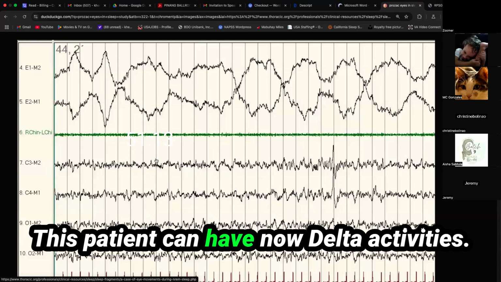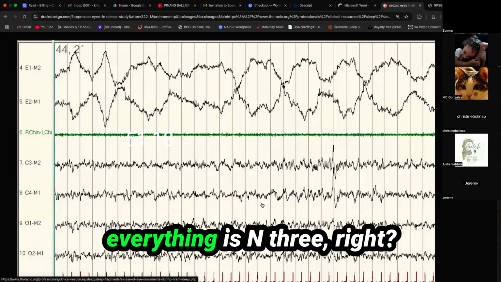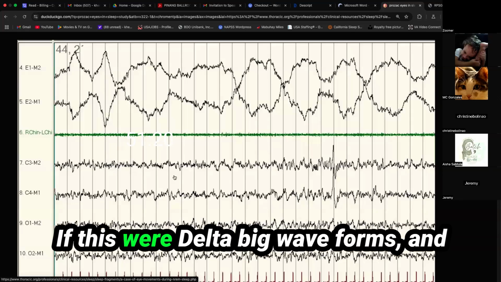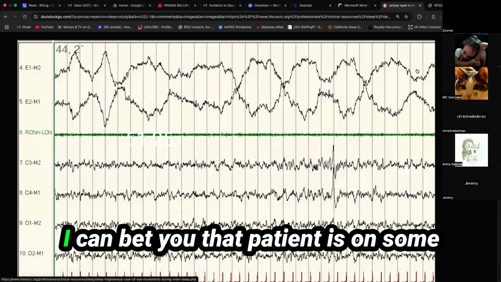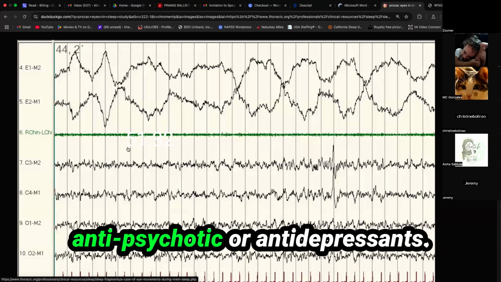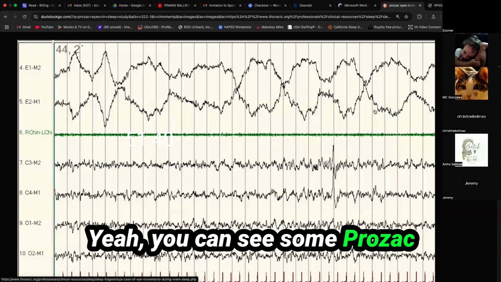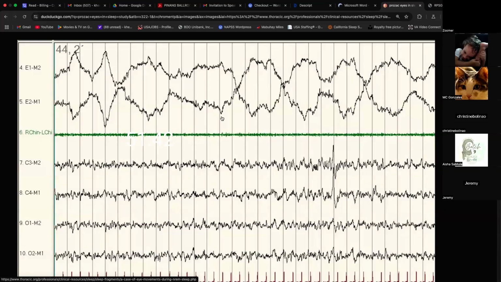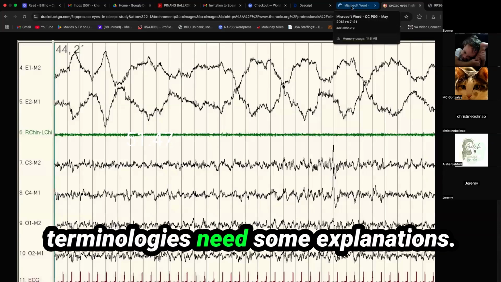This patient can have now delta activities. Okay, even if this patient has everything is N3, right? Everything. If this were delta, big waveforms, and then you see eye movement like this, I can bet you that patient is on some heavy medication, particularly SSRIs, antipsychotics or antidepressants. If they are on antidepressants, yeah, you can see some of what they call Prozac eyes. Okay, I just want to highlight Prozac eyes because some of these terminologies need some explanations.